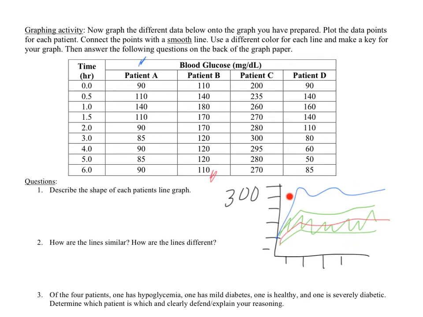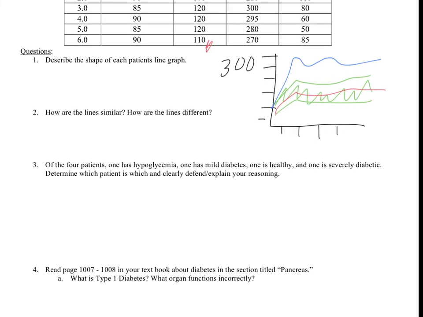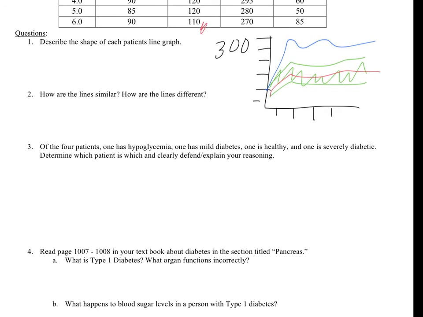And you will then be able to determine some results. You'll be able to describe their lines. You'll be able to talk about how they're similar and different. And you'll be able to identify if any of your patients here have hypoglycemia, diabetes, or is healthy, or severe diabetes. So that's essentially what you're going to be doing in the assignment today.